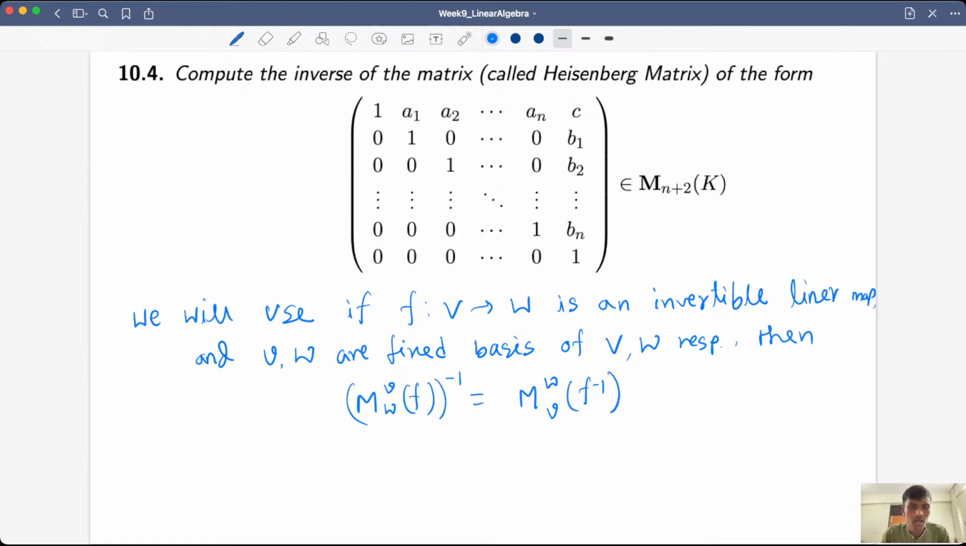So first, the main thing is we need to define a linear map that is associated with this matrix, and then we will just calculate the inverse of that linear map to get the inverse of this matrix, right? So just fix, let's say, v1, v2, ..., vn be any basis.